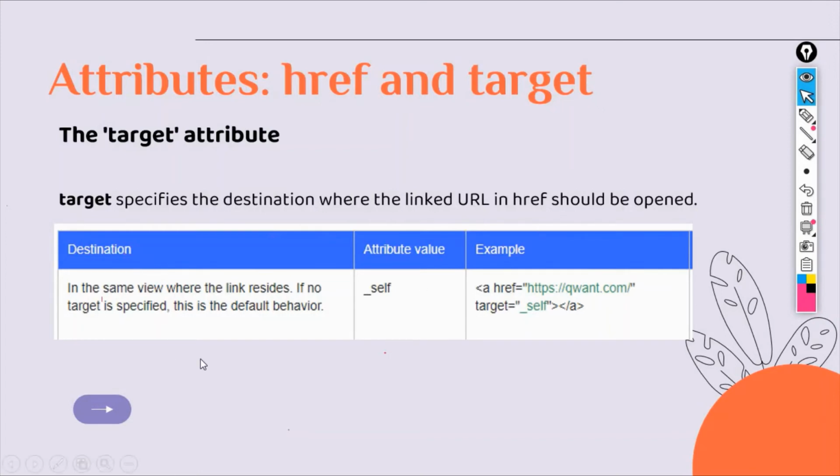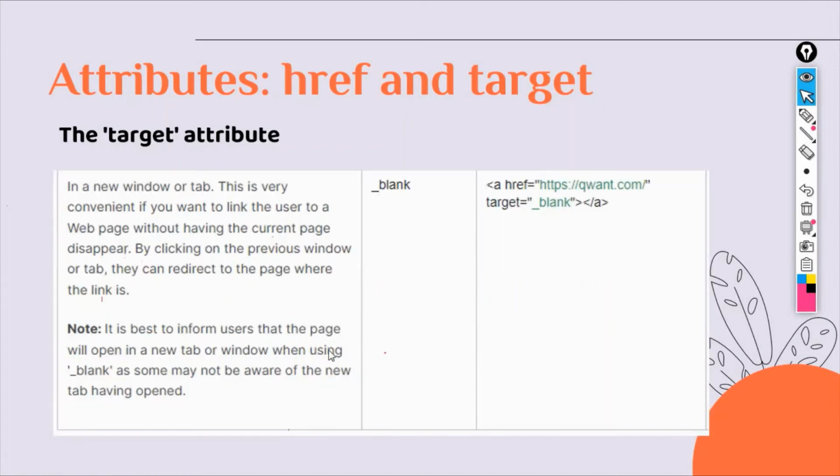For example, within your web page, I use the _self value for the target attribute. Then if the user clicks that link within your web page, the website will be opened on the same page. And then the attribute value _blank. For its destination, it is in a new window or tab.